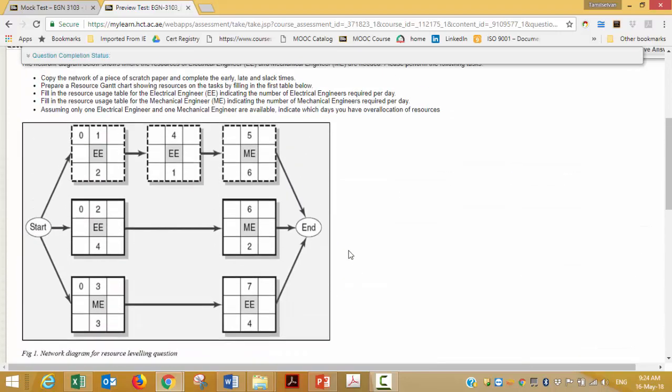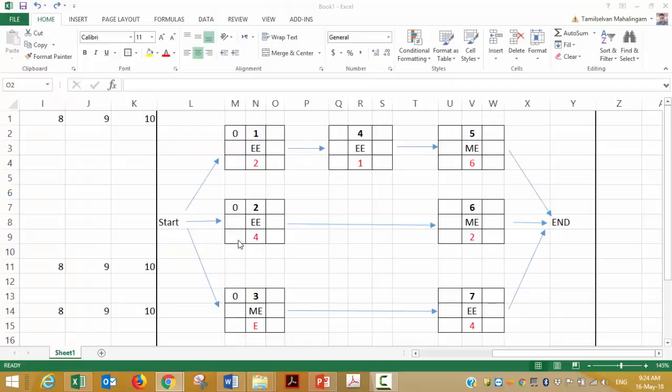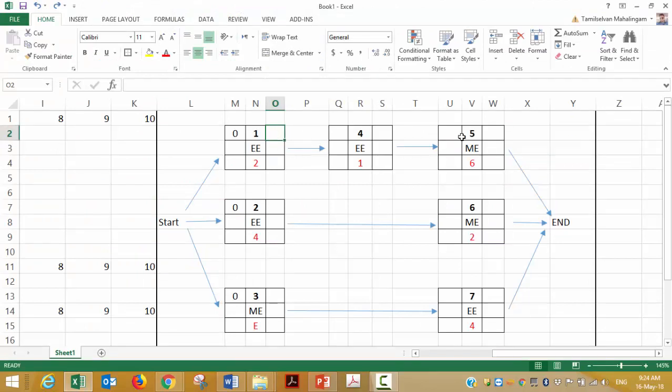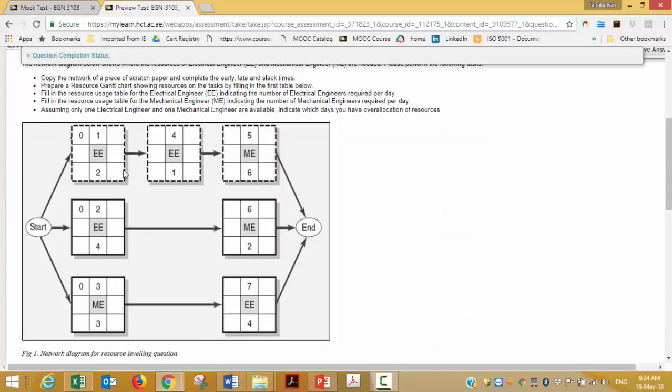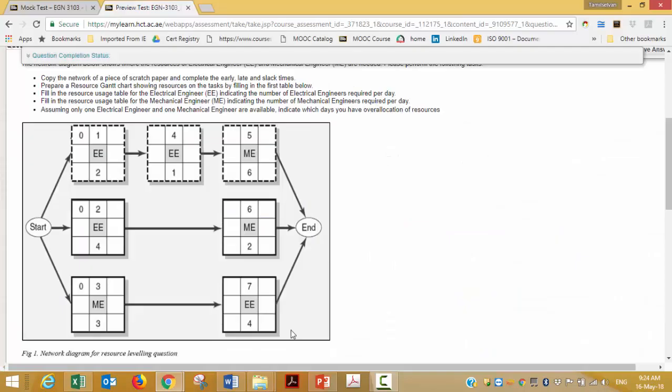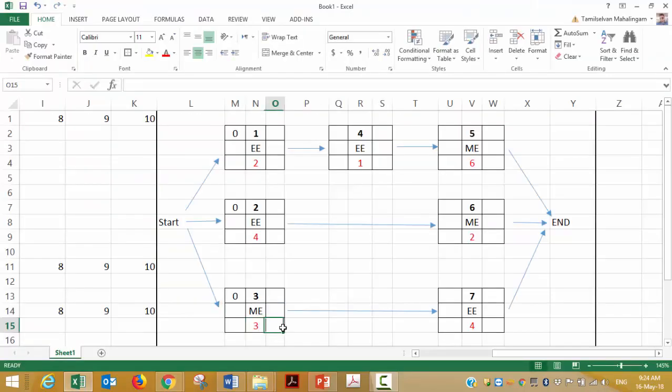The first thing first, we're going to prepare the forward pass and backward pass for this network diagram. So I copied down this network diagram in this Excel sheet so I can type it in. We got totally 7 tasks or 7 activities. So these numbers 2, 1, 6, 4, 2, 3, 4, this is all the duration of each activity. I need to put 3 here.